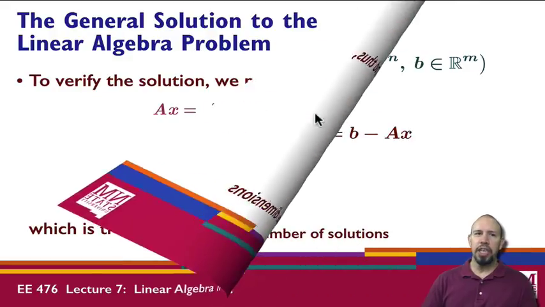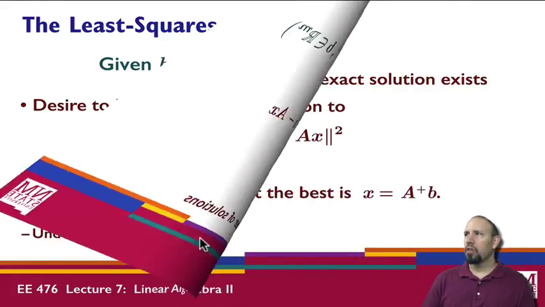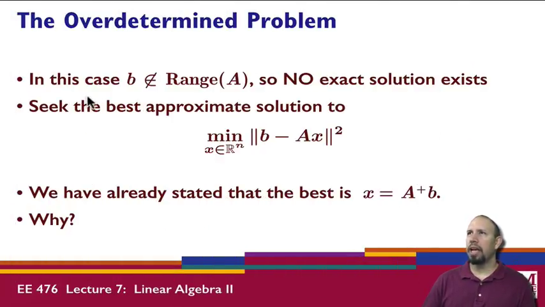Well, let's get back to the least squares problem. Again, given A and B, we want to minimize the norm of these errors. Again, we have these two cases: the overdetermined case in which we're assuming the equations are inconsistent, and the underdetermined case where we may have exact solutions, and in particular we may have an infinite number of exact solutions. So those are the two situations we're going to be looking at.